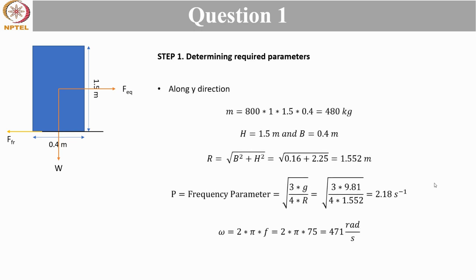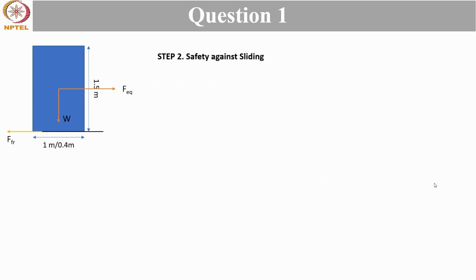Now along y direction the mass again will be the same, 480 kg. Height is the same, 1.5 meter, but the base width is now 0.4 meter. So the r value will change. It will come out to be 1.552 meter, and the frequency parameter again needs to be calculated, and it will come out to be 2.18 second inverse, and omega will be the same, 471 radian per second. So this is how we determine the required parameters along both directions.